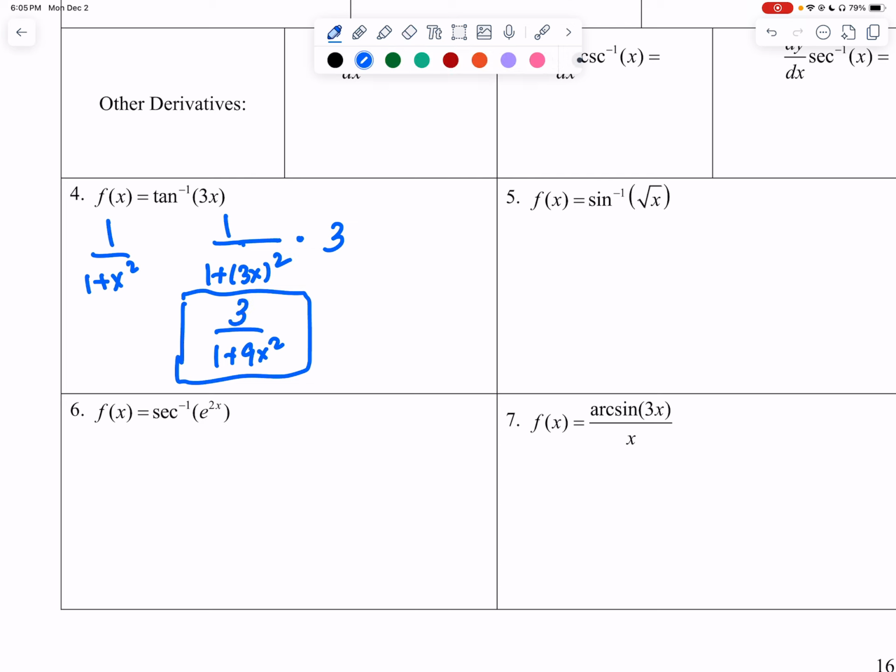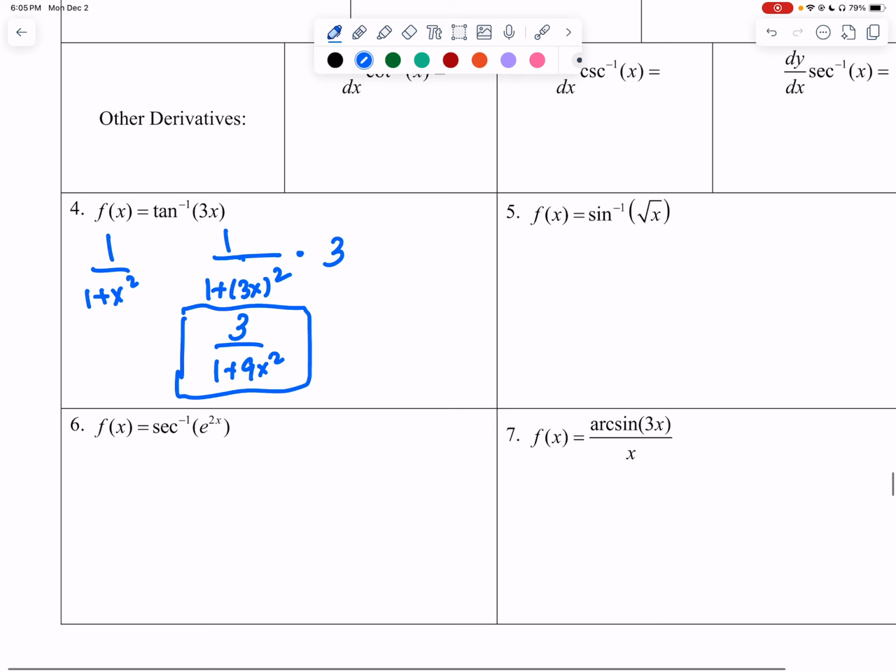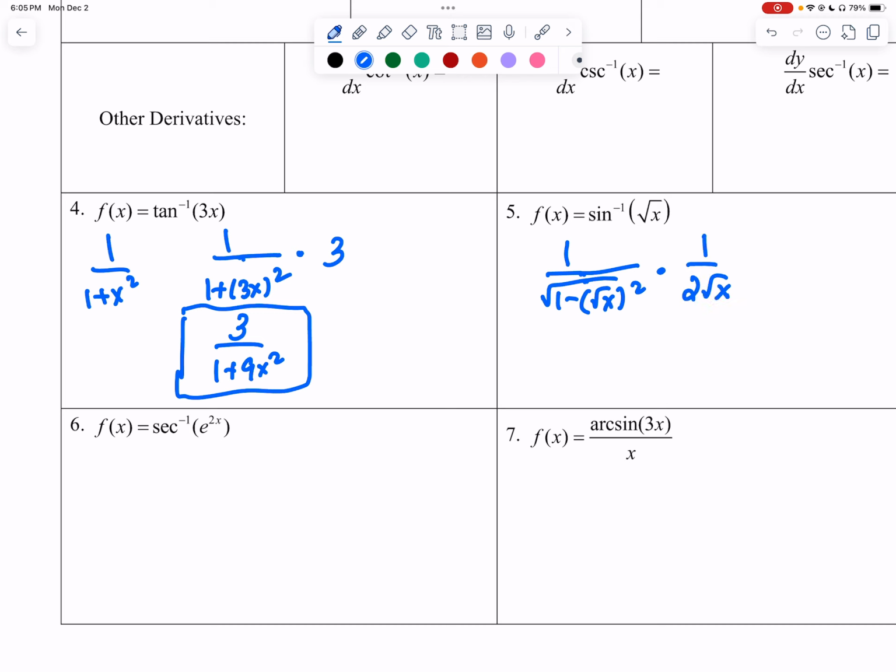Same thing for number 5. The derivative of this is going to be 1 over 1 minus (square root of x) squared, times the derivative of the square root of x, which gives us 1 over square root of 1 minus x, times 1 over 2 square root of x.